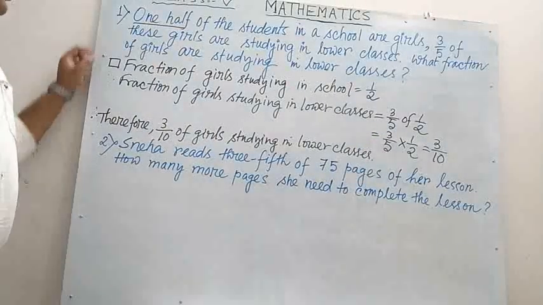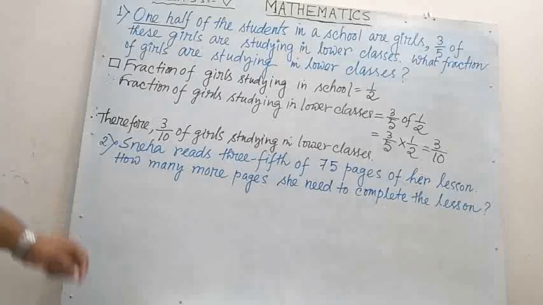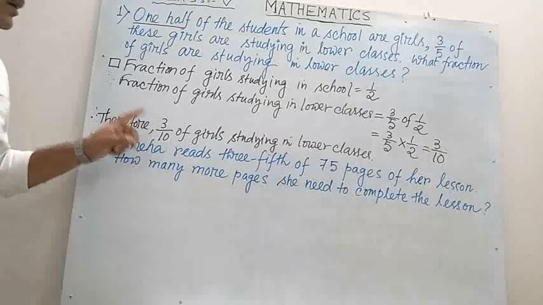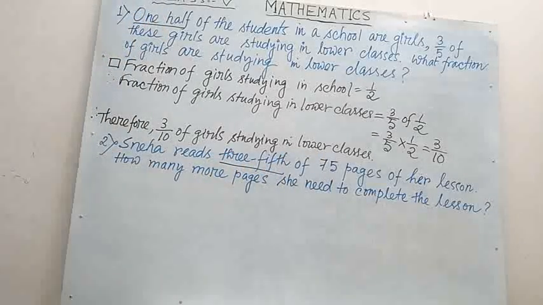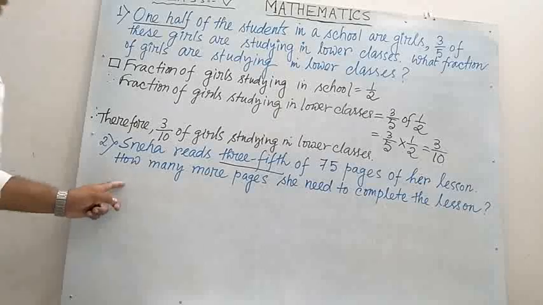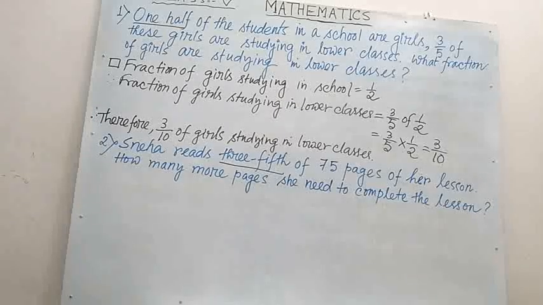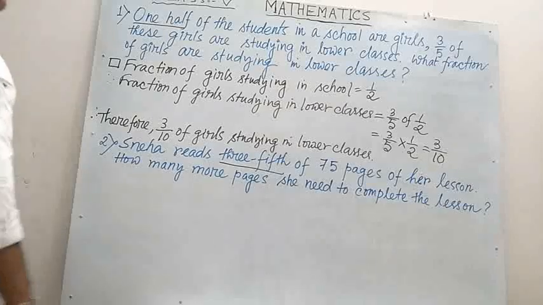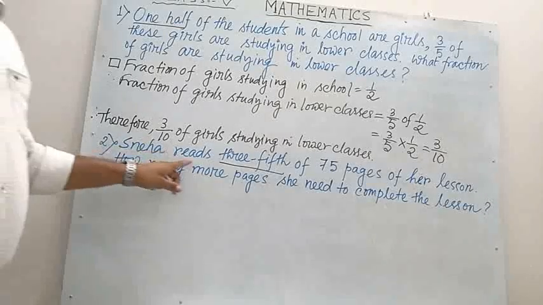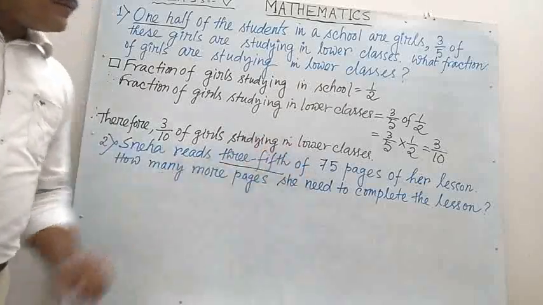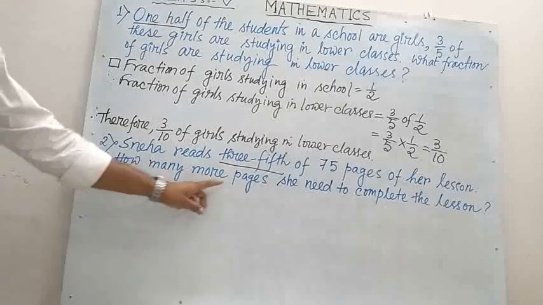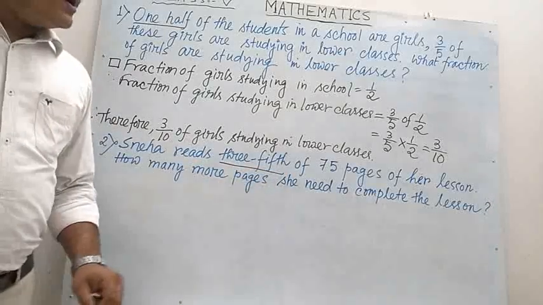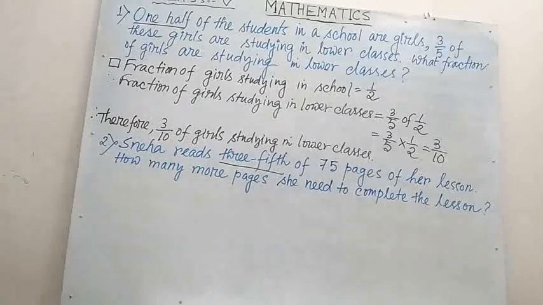So this completes our problem number 1. Next, problem number 2. Sneha reads 3/5 of 75 pages of her lesson. How many more pages does she need to complete the lesson?